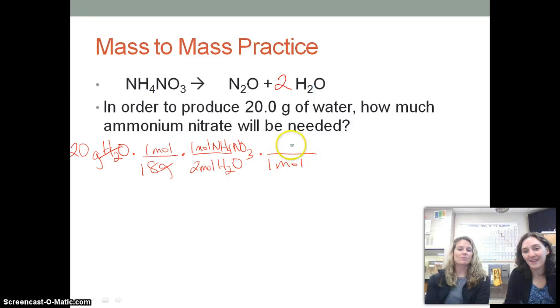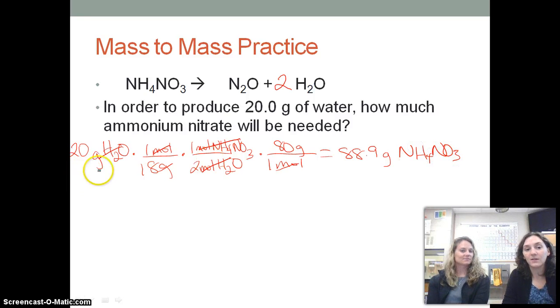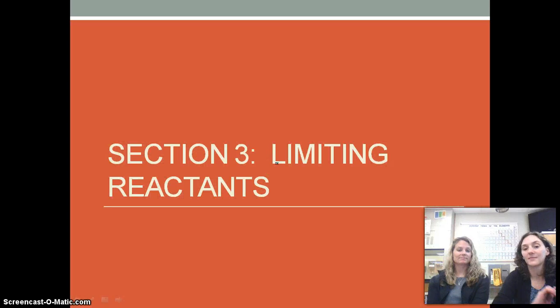All right, then we're going to multiply by the molar mass of that ammonium nitrate. It was 80. And then your final answer is going to be 88.9 grams of ammonium nitrate, NH4NO3. So start with your mass that's given, divide by the molar mass, do your mole ratio, and multiply that by the molar mass. Done. Last problem. Okay, that's it.